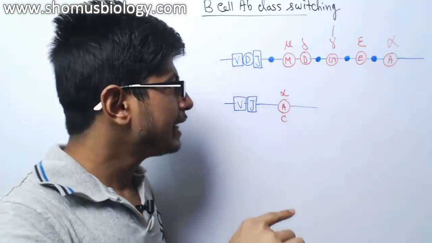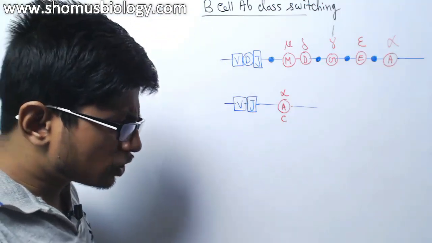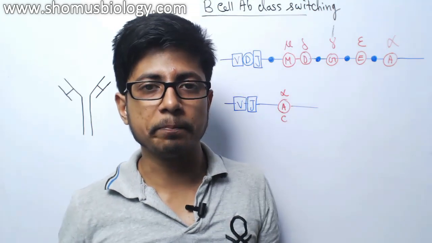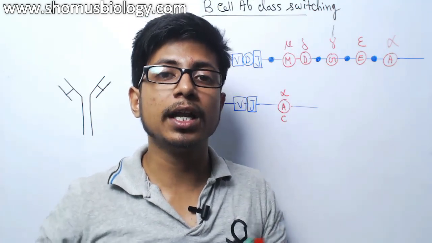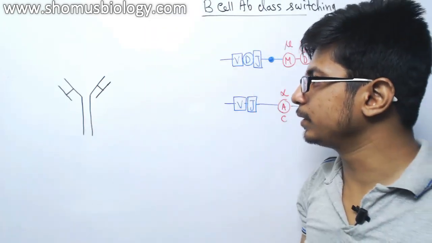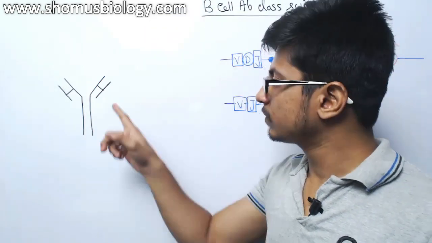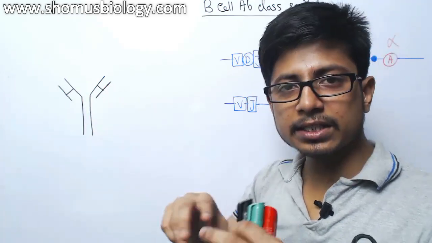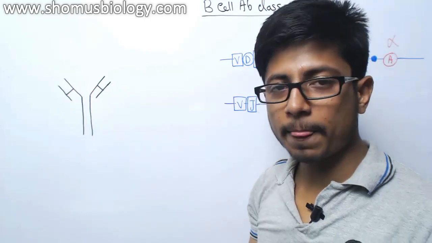Now, to make this possible, because there are so many varieties of pathogens that enter into our body all the time, we should have a huge collection of antibodies. And if you look at the structure of an antibody, there are two heavy chains and two light chains. Light chains are attached to heavy chains, okay?